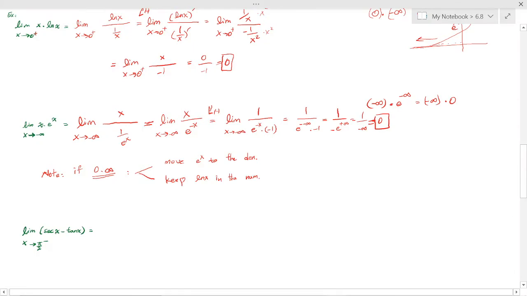How about the limit of secant minus tangent as x approaches pi half from the left side? So let's figure out what that is. It would be secant pi half minus tangent pi half from the left side. Maybe I should mention, if you don't remember the graphs, it's okay. So here, secant is 1 divided by cosine. So it would be 1 over cosine pi half minus sine pi half divided by cosine pi half, since tangent is sine divided by cosine.